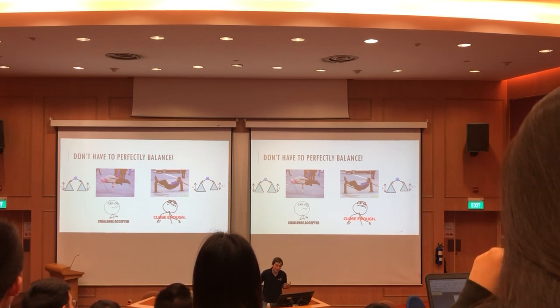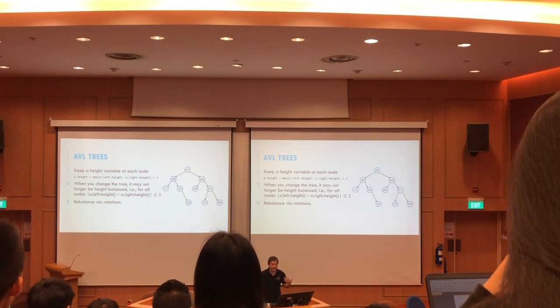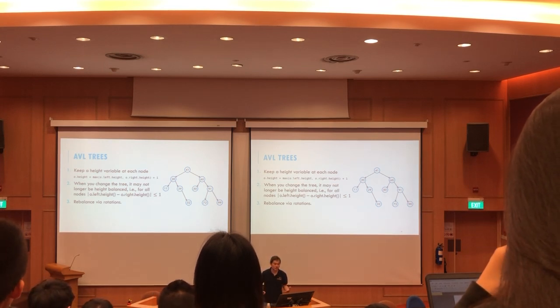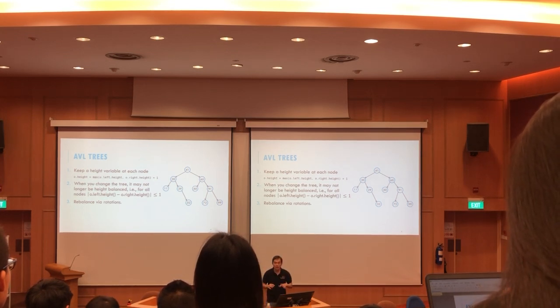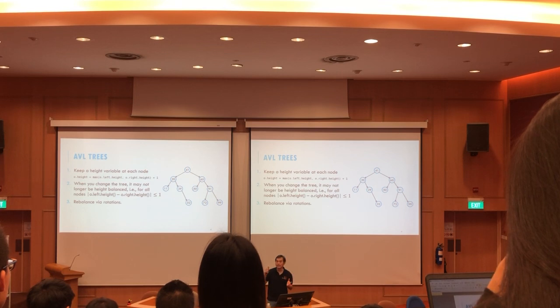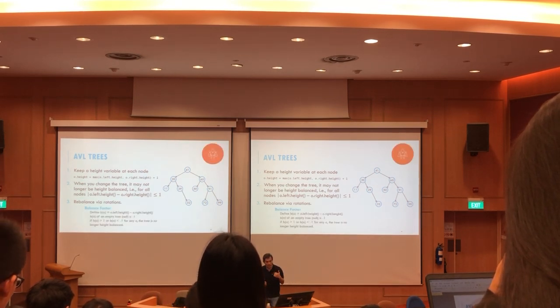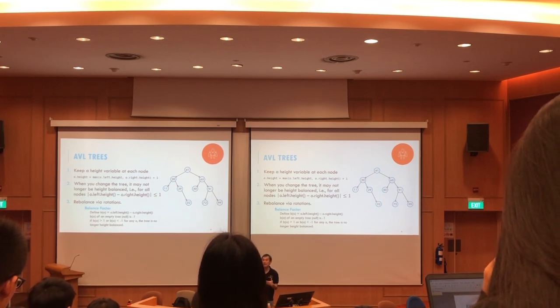Okay, so then now we have to figure out how we can maintain this invariant. So we're going to keep a height variable, as I said before, at each node. Then when we change the tree in some way, it may turn out not to be height balanced anymore, and then we have to rebalance it. The way we rebalance it is via rotations. So it's going to be very useful for us to compute something called a balance factor.